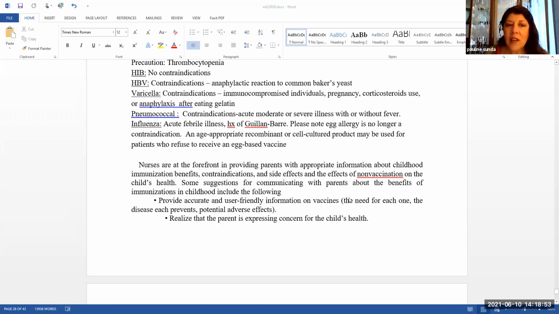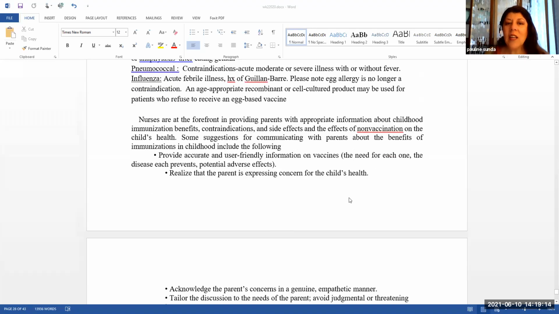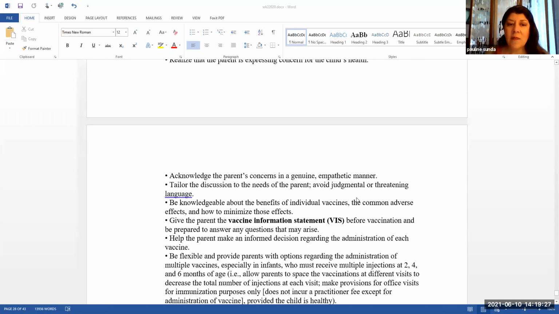So know that nurses are at the forefront in providing parents with appropriate information about childhood immunization benefits, contraindications, side effects, and effects of non-vaccination on the child's health. Some suggestions for communicating with parents about the benefits of immunizations in childhood include the following. You want to provide accurate and user-friendly information on vaccines, the need for each one, the disease it prevents, and potential adverse effects. Realize that the parent is expressing concern for the child's health.